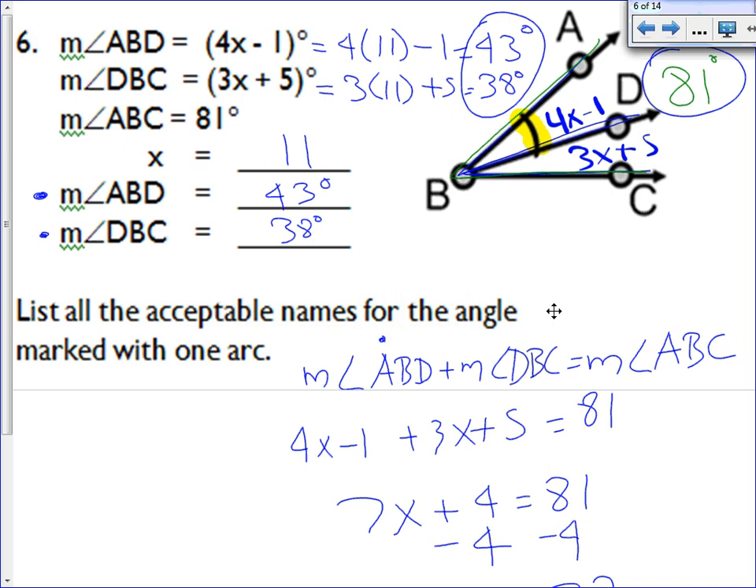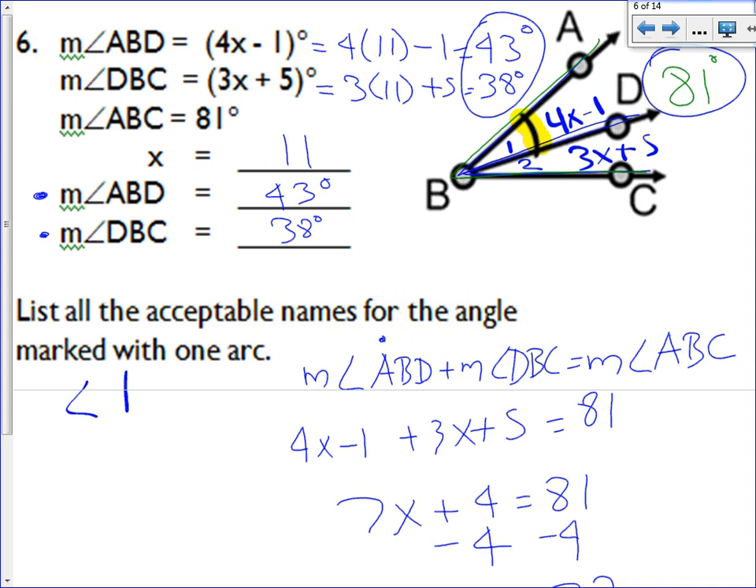I can't say angle B because angle B actually represents two angles, that angle and this angle as well. So if you say angle B, you're talking about both of those. We just want to refer to angle 1. So the acceptable names for angle 1 that's marked, you can actually put a number there, any number that you want, and you can call it by that number. So I'm going to call it angle 1.